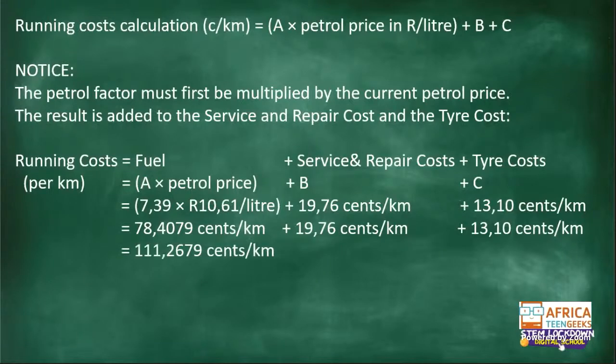So the total will be 111.2679 cents per kilometer. And of course, this simply means if you were to put it in rands, it would be about R1.11 per kilometer, especially if you round it off. When we work with money, you might as well round off to 2 decimals. So the amount will be just R1.11 per kilometer. That is the cost of a vehicle with an engine capacity of 1,400.